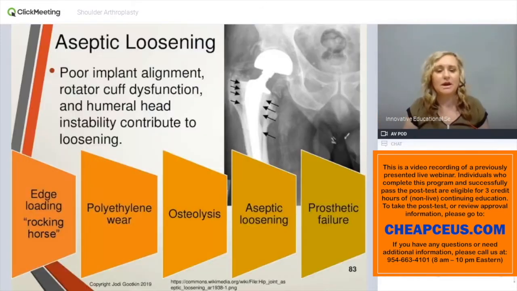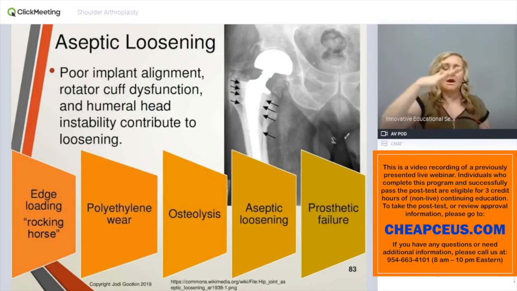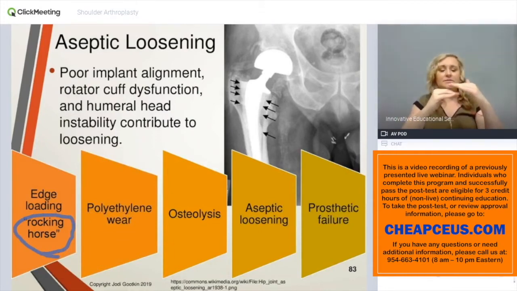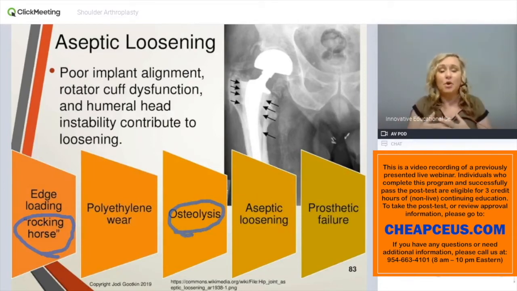What happens over time is that because we have that kind of rocking or wobbling of the component, the rocking horse phenomenon at the interface between the bone and the polyethylene, we start to get wearing. And it shifts the alignment also of the glenoid head, so maybe we get a little wearing on that side. Now we have these little debris particles in the area that the body is going to recognize as foreign. It is going to start to create osteolysis, breaking down of the bone in the area, and it leads to that aseptic loosening. Aseptic meaning without an infection.